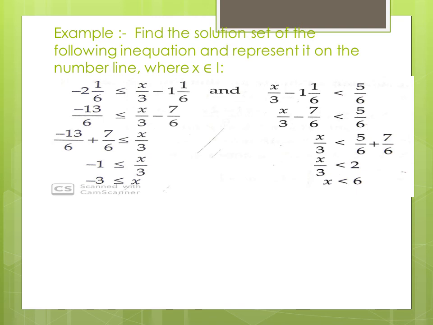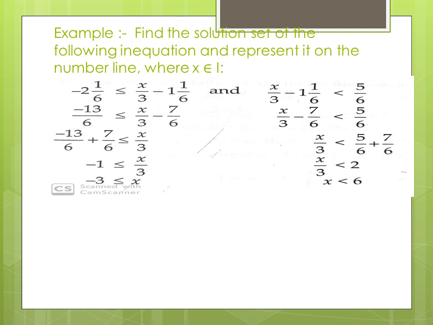Now we have to solve it. First we convert the mixed fractions into improper ones, so it is -13/6 and the other one is 7/6. Then we take similar terms on one side and the variable on the other side. So we take -7/6 to the other side, transpose it, and its sign becomes positive. Then we take the LCM as 6, so our answer would be -6/6, which is -1. So -1 is less than or equal to x/3. Then multiplying by 3 on both sides, we get -3 is less than or equal to x. So this is one set. On the second and third term, if we solve it, we get x is less than 6.